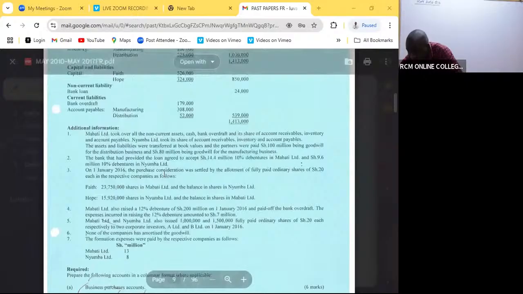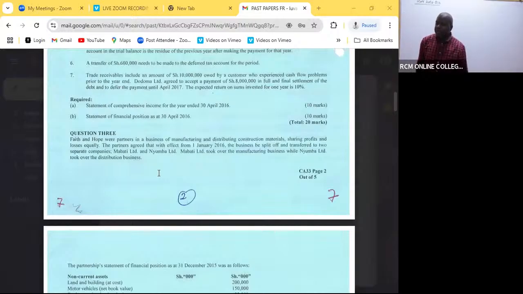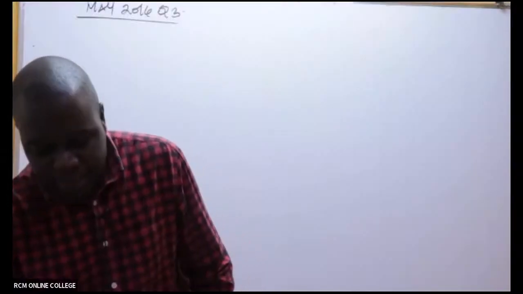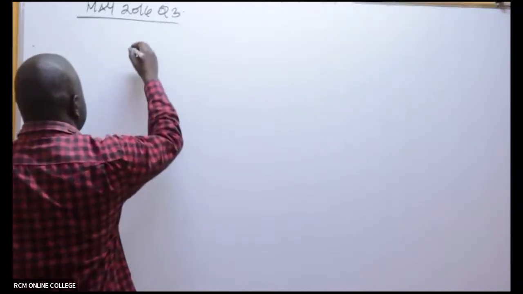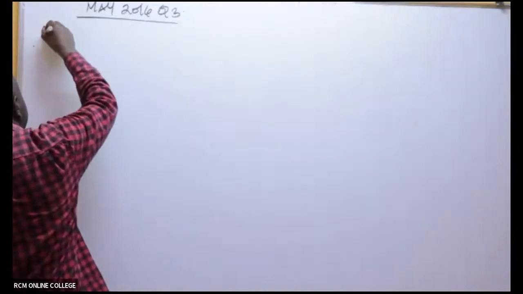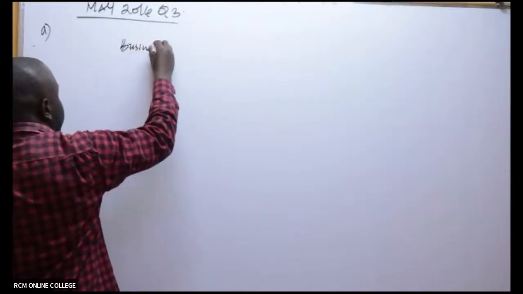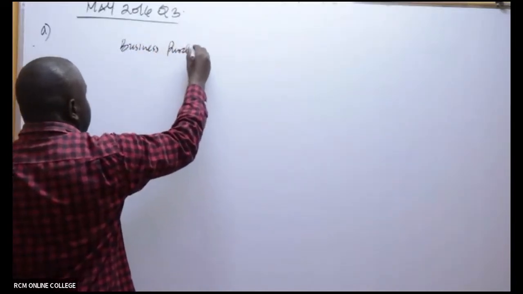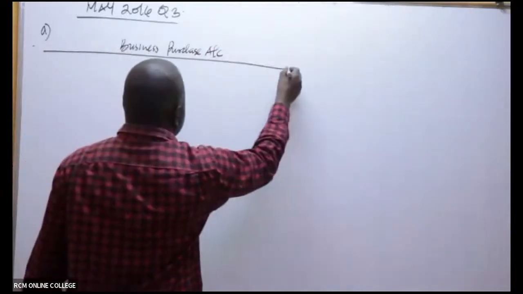What you can realize here is that we are converting the partnership business into two companies. And therefore, first of all, what we've been called upon is to prepare the business purchase account. We start by preparing the business purchase account. So part A is the business purchase account.